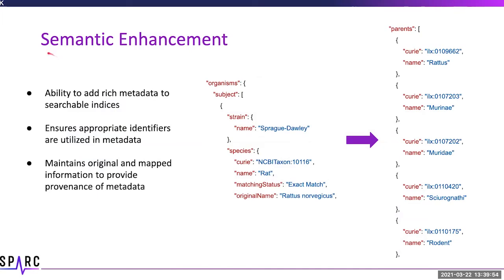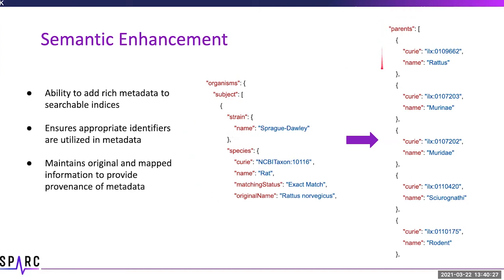Just giving a quick example of semantic enhancement, there are a number of things that we want to be able to do. One is to ensure that appropriate identifiers are utilized in the metadata. So these are the common preferred identifiers. And we also, in the source, want to be able to provide associated provenance so that we maintain the original information and what it's been mapped to.